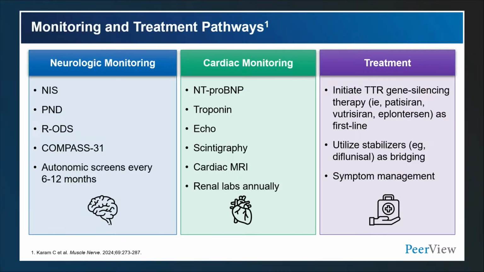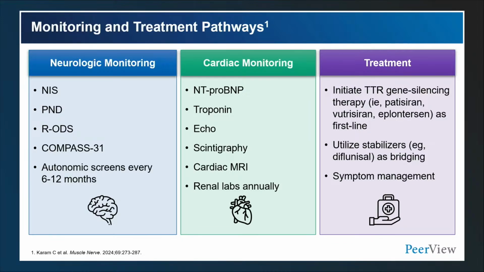COMPASS 31 is a questionnaire looking at autonomic symptoms. For autonomic screening, I usually do a brief questionnaire and also have orthostatics done on each patient every 6 months. For cardiac monitoring, you can get an NT-proBNP and troponin as a baseline. Often these patients will come with an echo, scintigraphy like PYP, or cardiac MRI, as well as renal labs. You want to keep track if they're starting to develop proteinuria, for example.